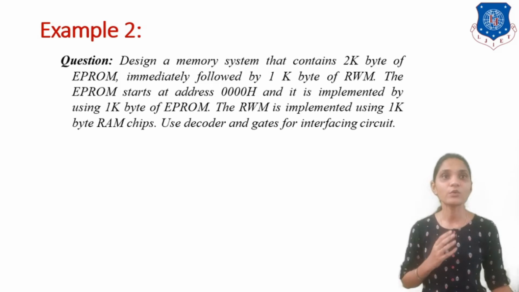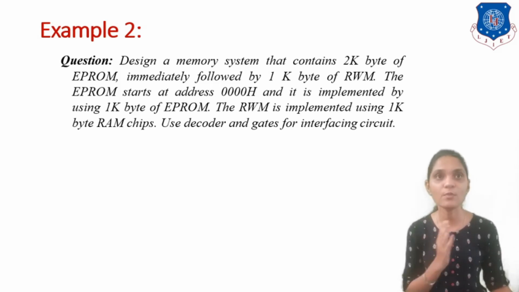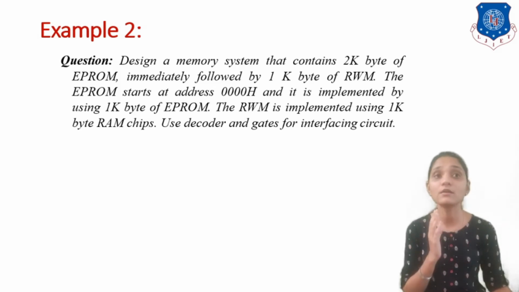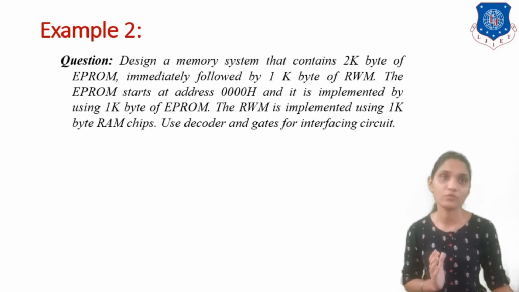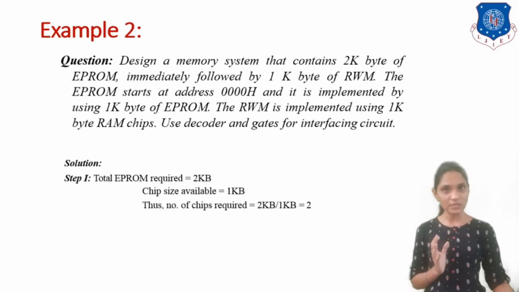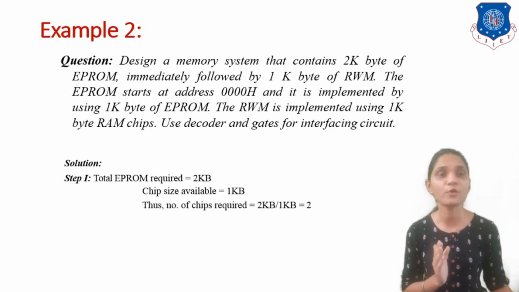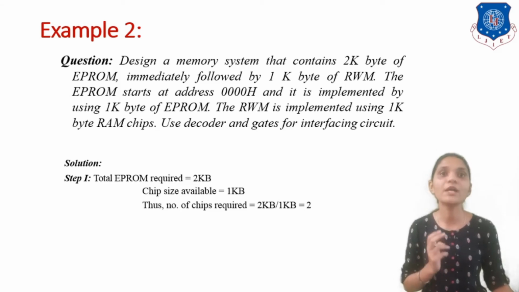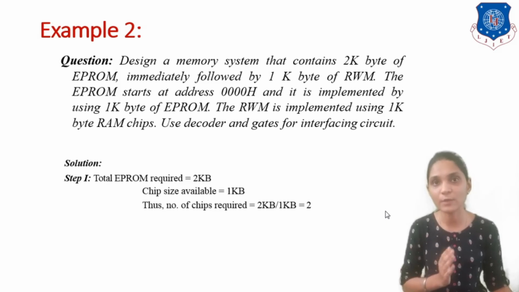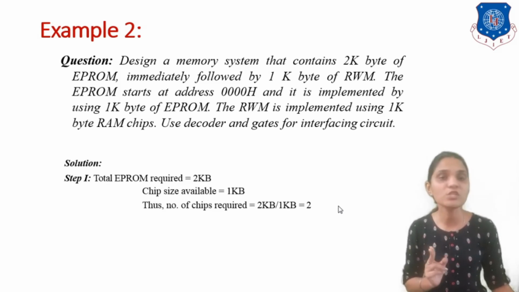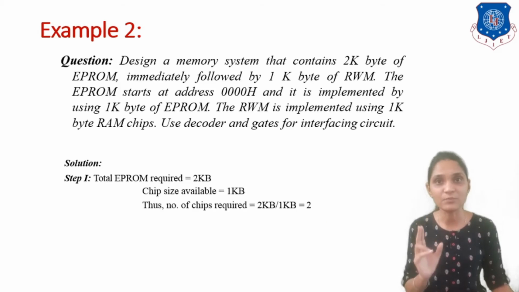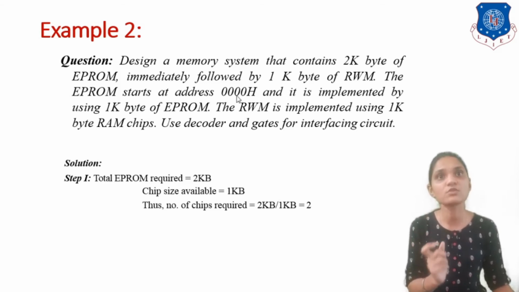So basically we have to connect 2 types of memory, EEPROM and RAM. For EEPROM we have to use the starting address 0000, with 1 kilobyte chips. So first let me see the EEPROM. The total required size of EEPROM is 2 kilobytes, but the chip size is 1 kilobyte, so we require 2 kilobytes divided by 1 kilobyte, which equals 2. So we will require 2 chips of 1 kilobyte to design this system. We have chip 1 EEPROM and chip 2 EEPROM, and we start chip 1 from location 0000.